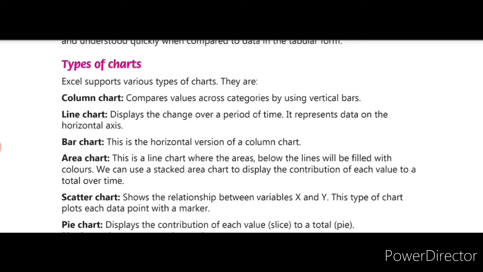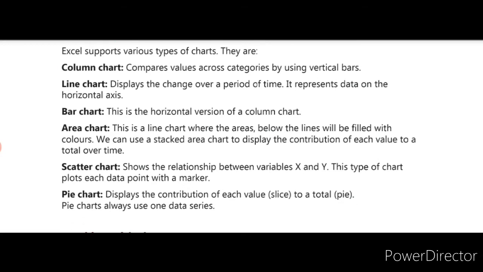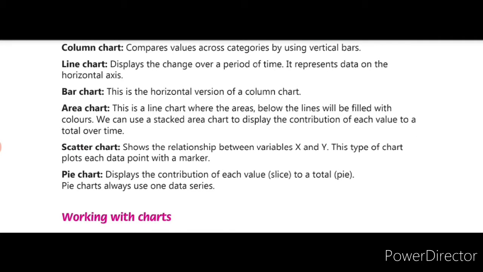So what is a line chart? It displays the change over a period of time. When we use a line chart in Excel, it displays the change of the data over a specific period of time. It represents data on the horizontal axis. So what is a bar chart? This is the horizontal version of a column chart. A bar chart is nothing but the horizontal section of the column chart.